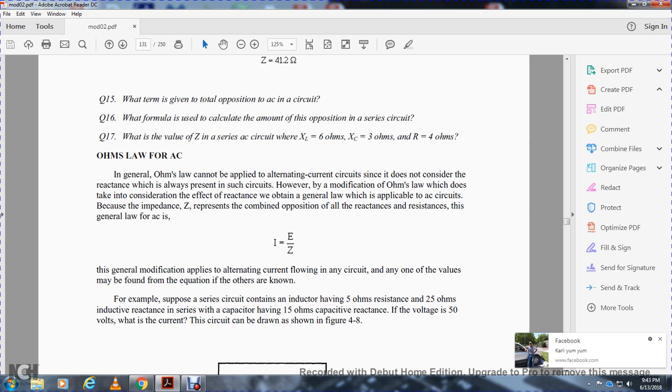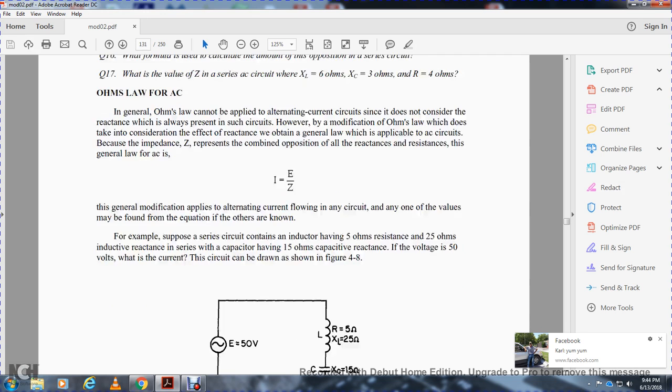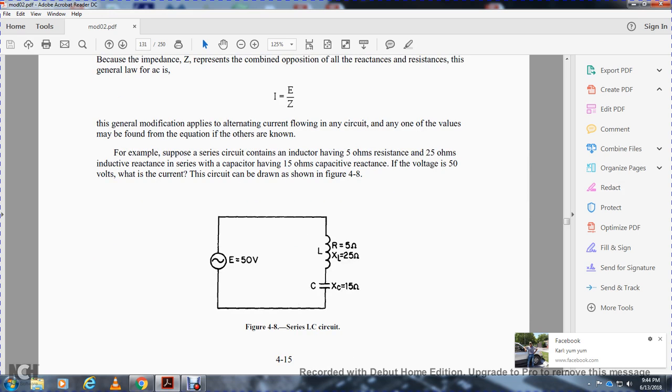Thus, the general formula for AC is amperes equals volts over impedance. This general modification applies to the current flowing in any circuit, and any one of the values may be found in the equation if the others are known. For example, suppose a series circuit contains a resistance of 5 ohms, an inductive reactance of 25 ohms, and a capacitor of 15 ohms reactance, and the voltage is 50 volts. What is the current? So you'd have 50 volts.